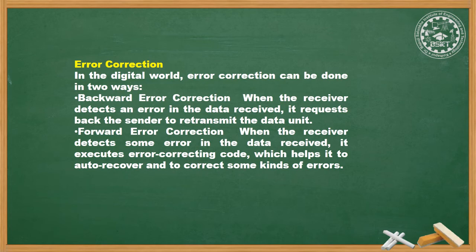Now till now we have studied the error detection techniques. Now we will see the error correction technique. In this digital world, error correction can be done in two ways. Backward error correction: when the receiver detects an error in the data received, it requests the sender to retransmit the data unit. Or forward error correction.